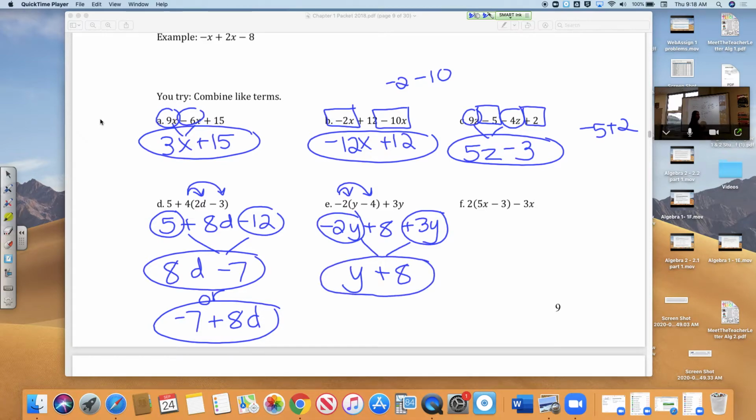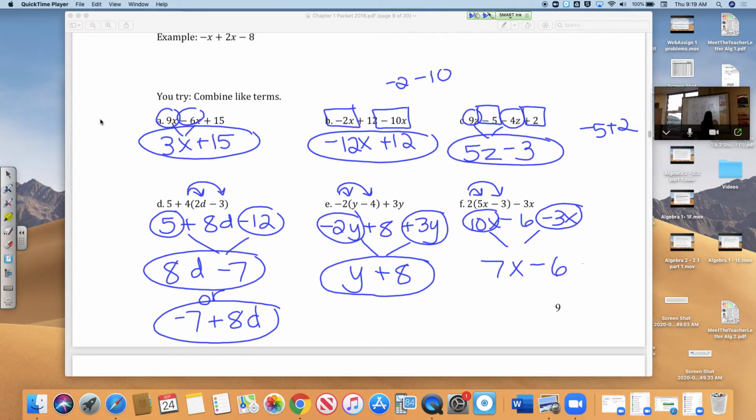And then the last one, distributing is the first step. 2 times 5x is 10x, and then 2 times 3 is 6, so this will be 10x minus 6 minus 3x. And I'm going to combine the like terms, 10x with a negative 3x, that will be 7x, and then minus 6 as our final answer. So those are the 6 answers to the questions from yesterday.